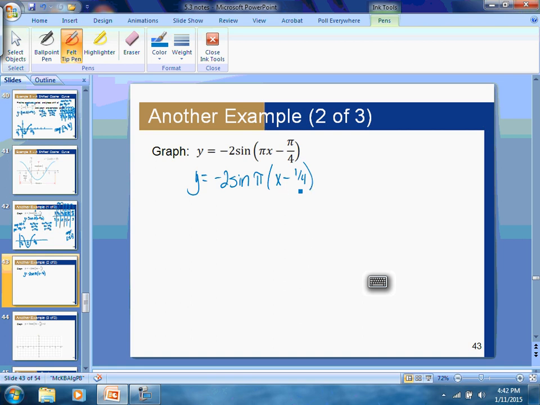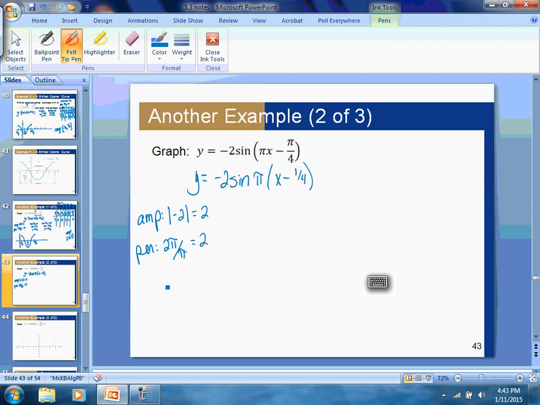So that means that I'm going to shift my graph to the right, 1/4. So my amplitude is the first value I want to write down. It's going to be the absolute value of the stuff that's out in front there. So that's 2. My period, it's going to be 2 pi. It's still a sine function. 2 pi divided by that pi. So now my period is going to be 2.